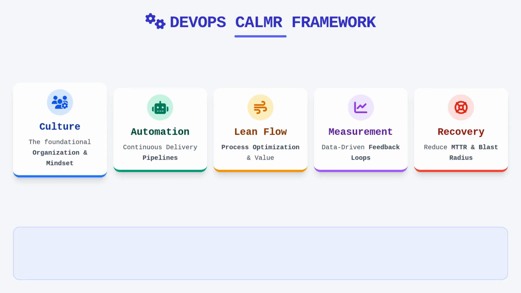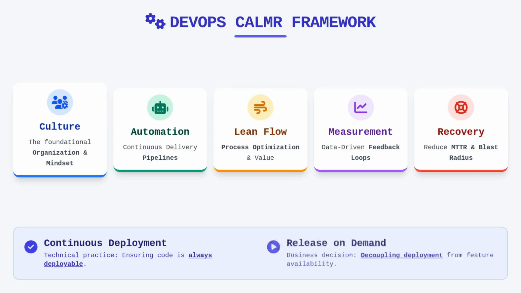This relates directly to the nuance between release on demand and continuous deployment. Release on demand is about decoupling the technical act of deploying code from the business decision to make features available to the customer, while continuous deployment is a technical practice that ensures code is always in a deployable state. You should never conflate these two concepts in your analysis of the continuous delivery pipeline, as they operate at different levels of the organization and the value stream architecture.